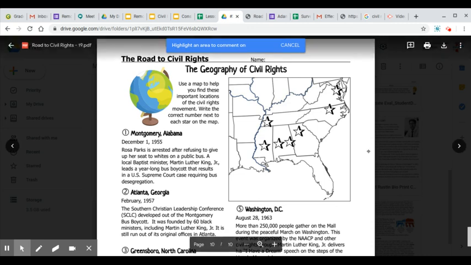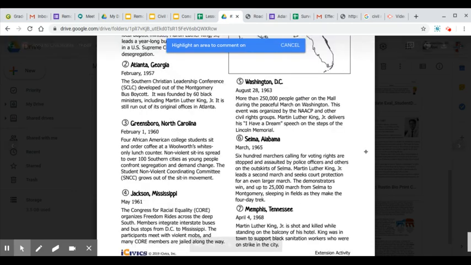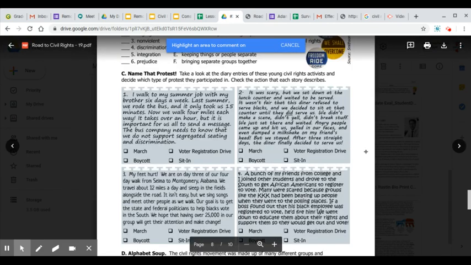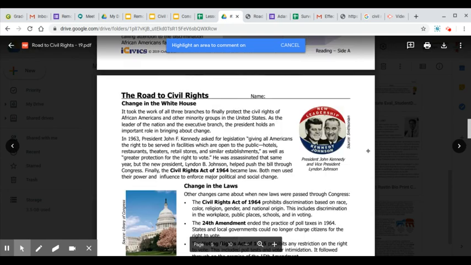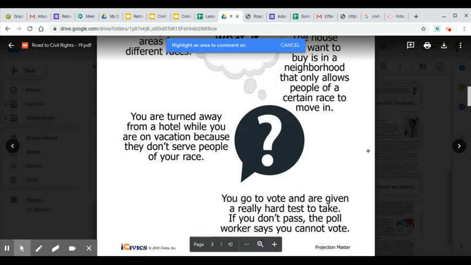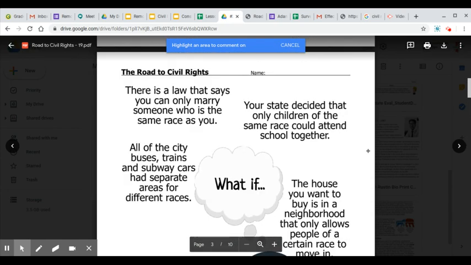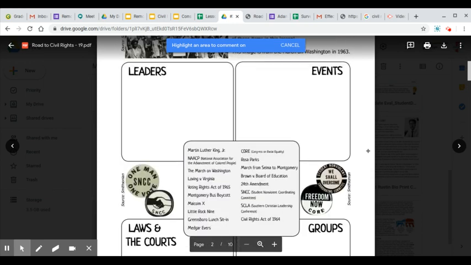Okay. So that should hopefully help explain this big, long assignment that you got yesterday. It is worth a lot of points because it's a lot of work, and it's also very important stuff that we need to learn to start off our unit for the civil rights movement.